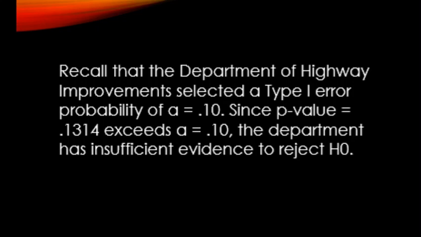Okay, now what is this alpha value? Recall, it's the type 1 error, the maximum type 1 error we are willing to choose. Here again, the p-value exceeds our alpha of 0.1. And another way of saying this is the department has insufficient evidence to reject the null hypothesis.